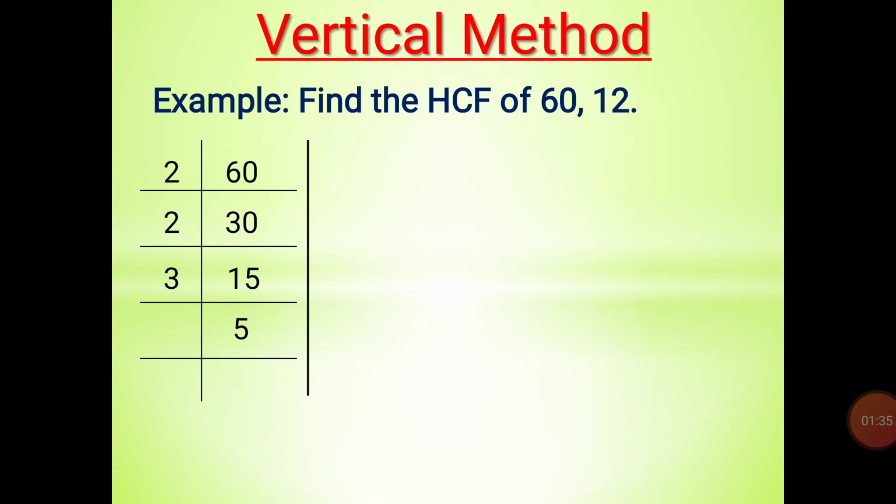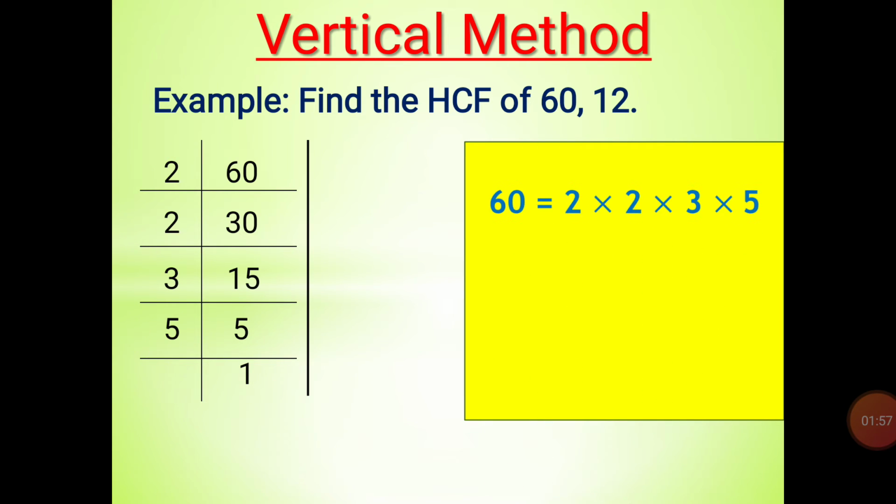And we know 5 is a prime number too. So we will write 5. After dividing 5 by the prime number 5, we get quotient as 1. And after getting 1 as a quotient, factorization of 60 is over. Now we will write all the prime factors of 60 which we have taken here separately. And they are 2 into 2 into 3 into 5.